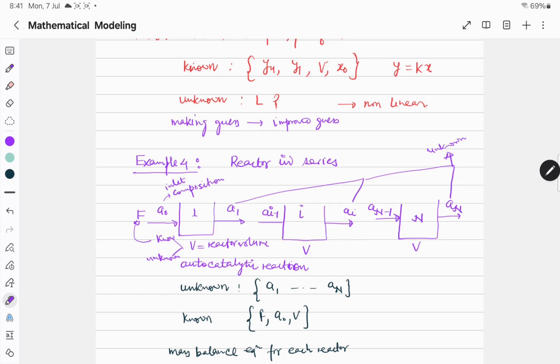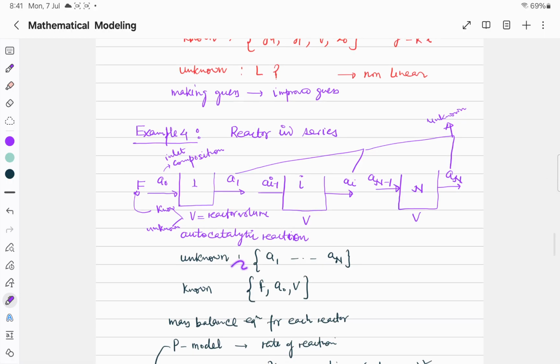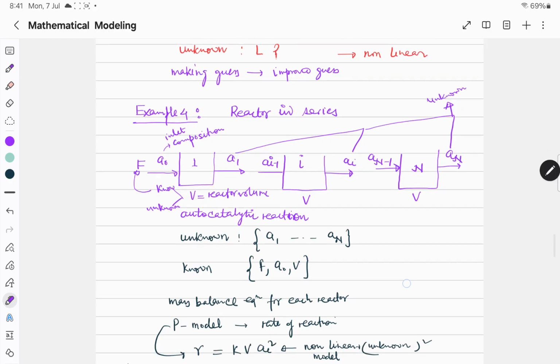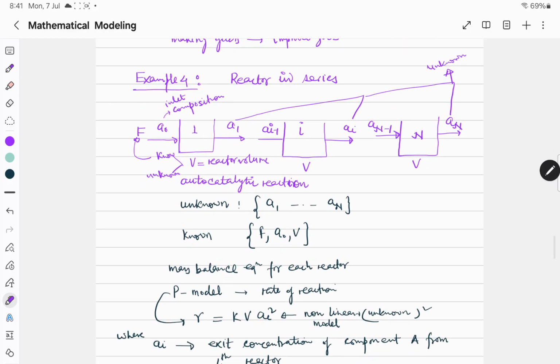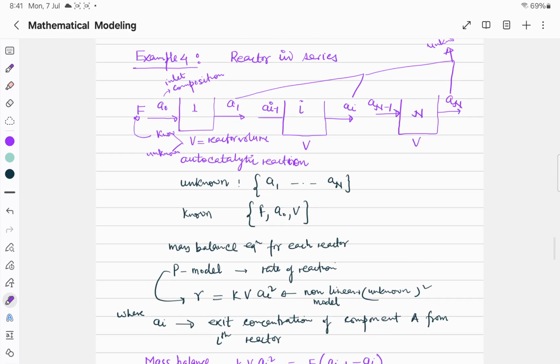Suppose this is an autocatalytic reaction. So unknowns are A1, A2 to An, knowns are F, A naught, and V could be known or unknown. Let me take reactor volume as known. You have to get A1, A2 to An. So you will write a mass balance equation for each reactor, and a phenomenological model, meaning do an experiment to get the rate. Suppose you get the rate R equal to k times reactor volume V times Ai squared.